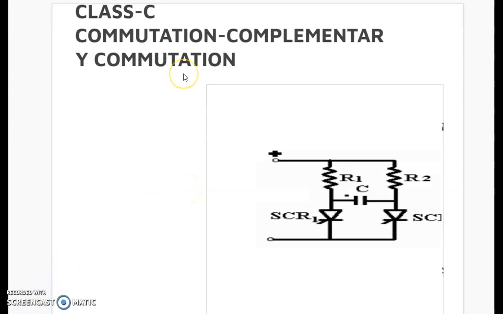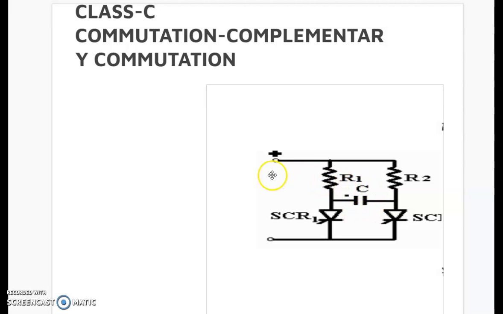So next is class C commutation. This commutation is also known as complementary commutation. So this is the circuit diagram of class C commutator. Again we have DC input and two SCRs, and two resistors, and there is a capacitor in between.